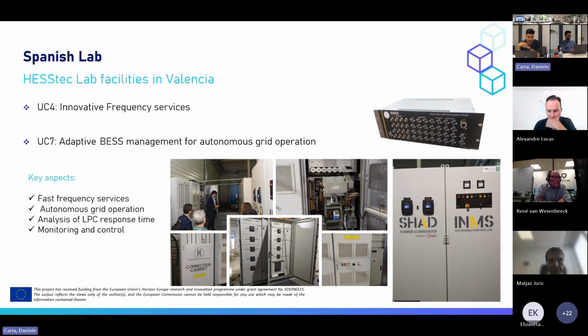Here, the key aspects are the fast frequency service, because this partner has this lab facility. It collaborates a lot with the transmission system operator, and they perform many studies related to these fast frequency services, such as even Black Start and the like.